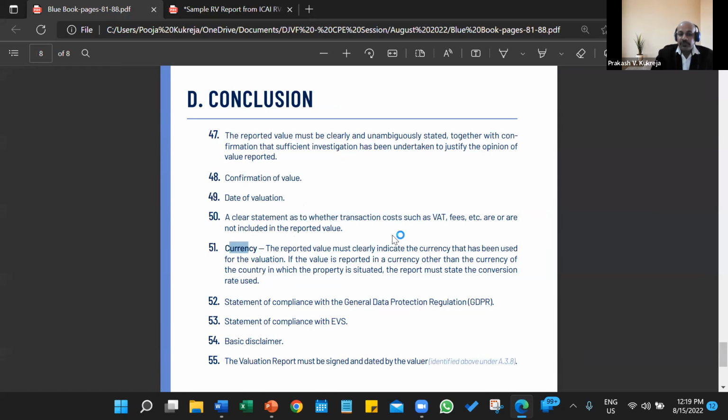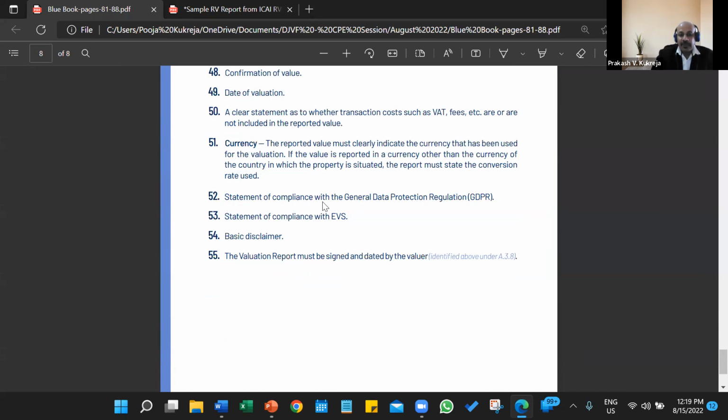Currency. Now, if you just put rupees, it could be Sri Lankan rupees, it could be Pakistani rupees, so it is always good practice to keep INR. I think it's a very basic thing, but yes, very, very important. Statement of compliance and general data protection, this is related to the EVS.